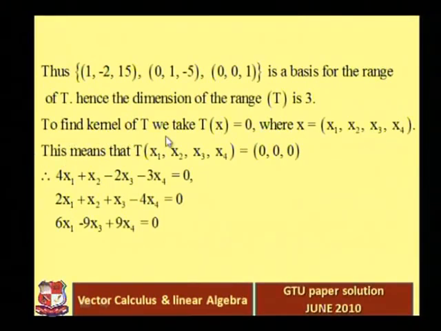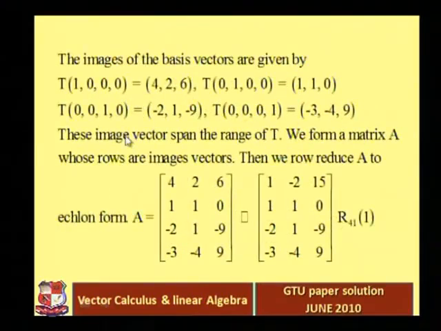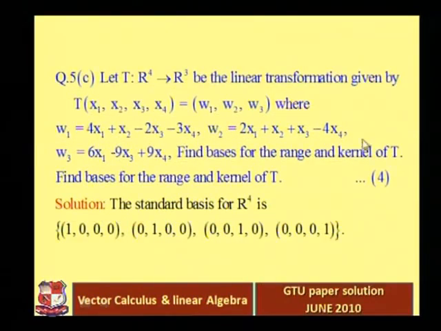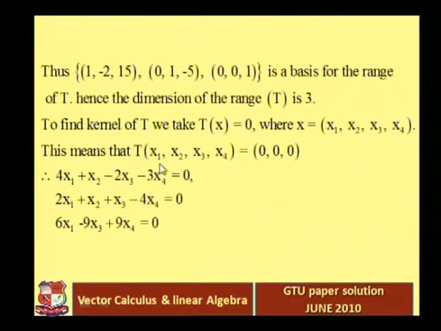Now we want to find the kernel of T, right? To find the kernel of T, we take T of x equal to 0, where x is equal to x1 x2 x3 x4. So this means T of x1 x2 x3 x4 is equal to 0 0 0. Now what is T of x1 x2 x3 x4? We already have w1 w2 w3, which are the coordinates of the codomain. So w1 is equal to 0, w2 is equal to 0 and w3 is equal to 0.